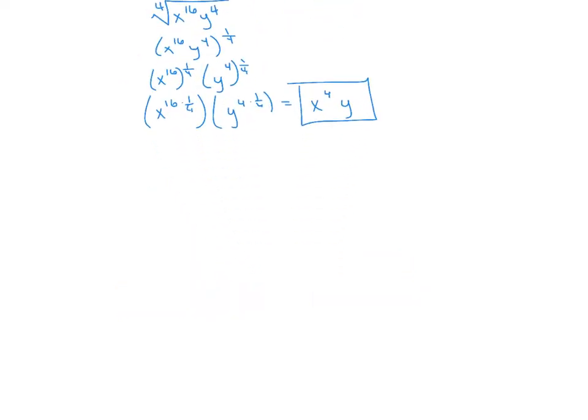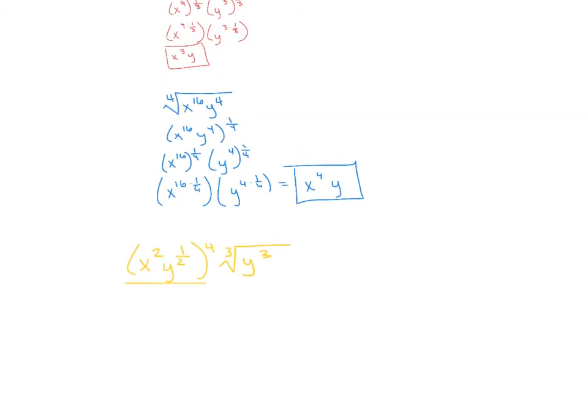Okay, let's look at one that's set up a little bit differently. We have x squared, y to the 1/2, all raised to the 4th. And then we have, beyond that, the cubed root of y cubed. Okay, so this one's a little bit crazier. So this part is already set up like that. So we don't really have to do much with that part of it. We do have to do a little bit with the second part of it.